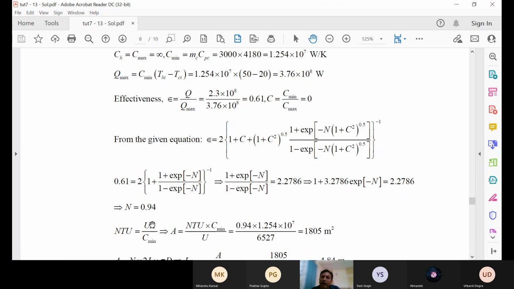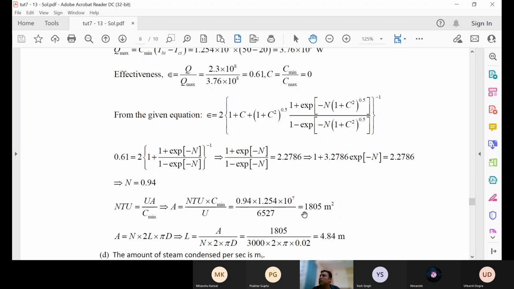So now U we have already calculated, isn't it? C min we already know, isn't it? We can calculate the area. So area comes out to be 1805 meter square, isn't it? Clear? Now this area which we have calculated, area will be equal to what?